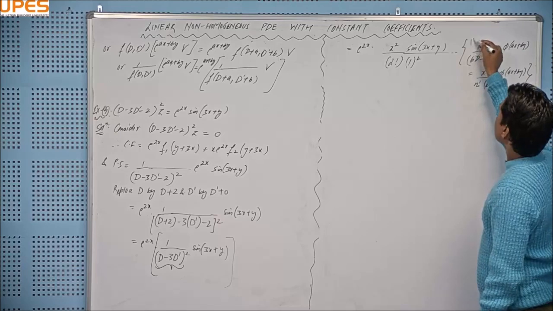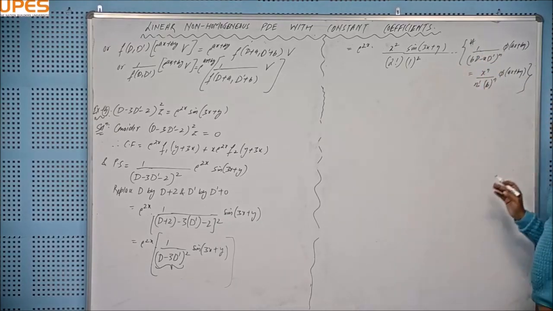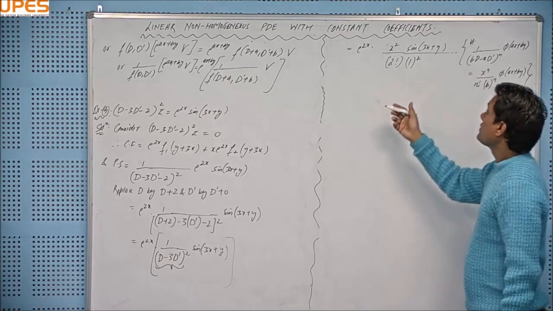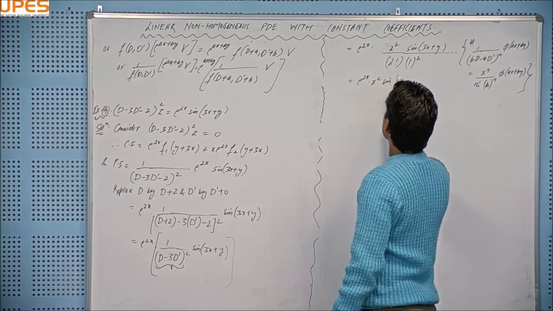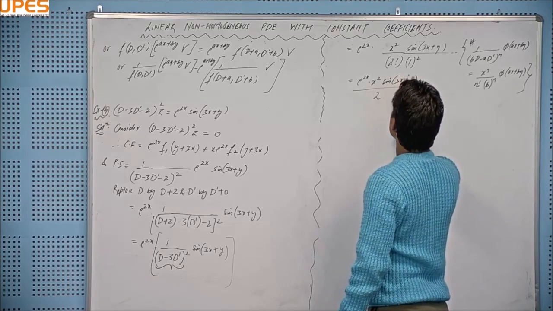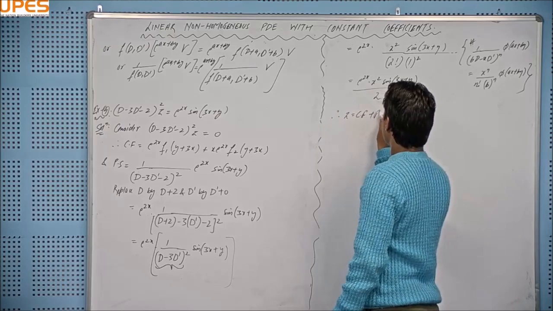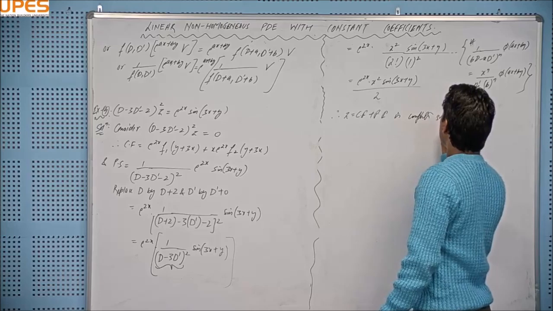Use this formula from the theory of homogeneous PDE. We have done this, right? This is the answer: e to the power 2x, x square sin(3x + y) over 2. This is the particular integral, therefore z is equal to CF plus PI is the complete solution.